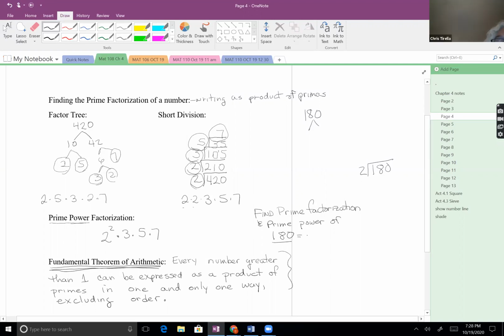Did anybody get a prime factorization of 180 yet, or is it still a work in progress? Do you want me to wait a minute? Let me know when you're done.